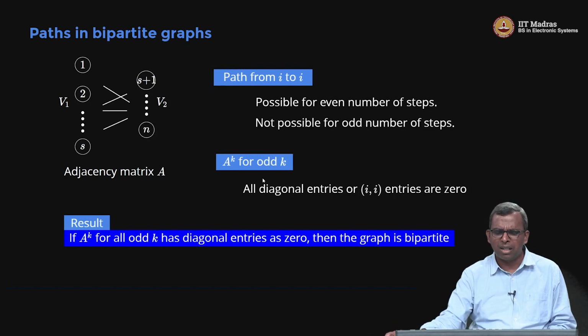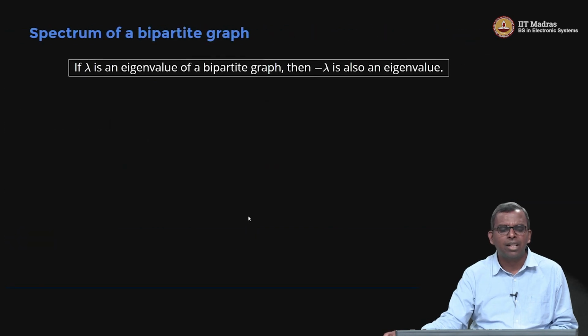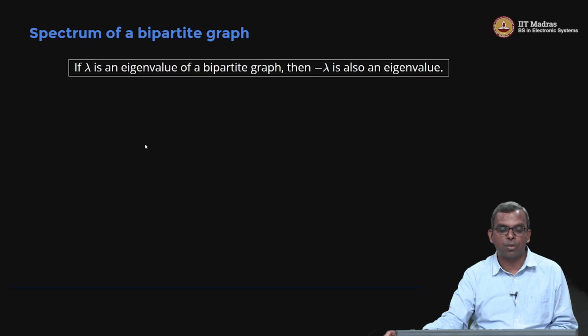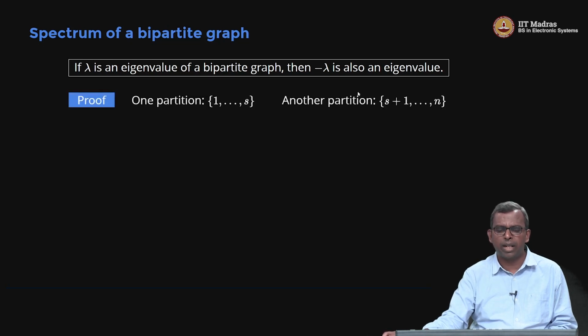So what does this mean? This seems like a slightly complicated condition. It turns out this has a very nice impact on the spectrum. So here is the spectrum. If you look at the spectrum of a bipartite graph, if lambda is an eigenvalue of a bipartite graph, then minus lambda is also an eigenvalue. The proof is actually quite simple.